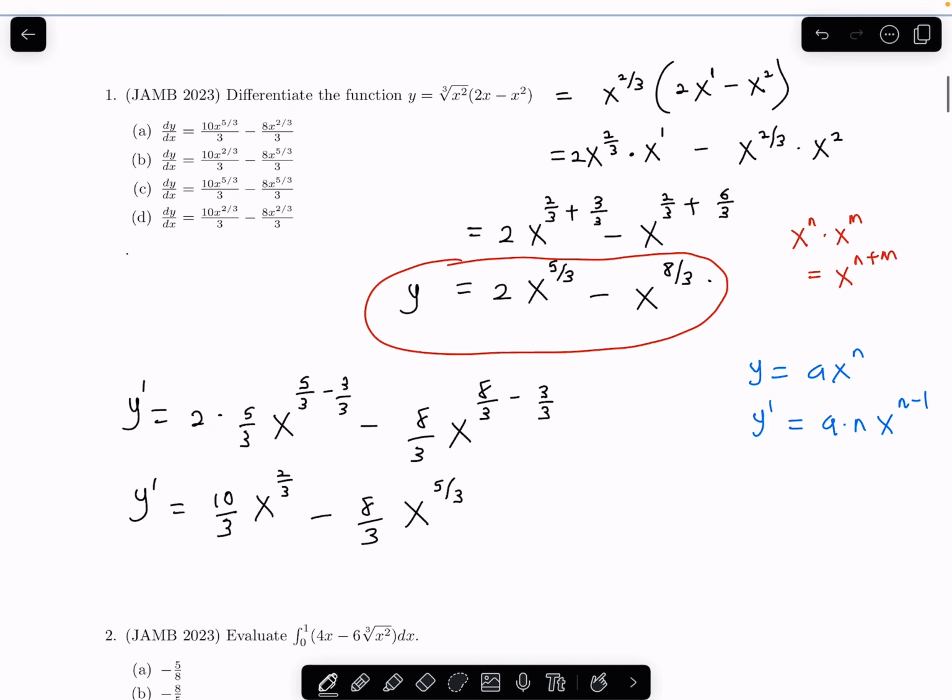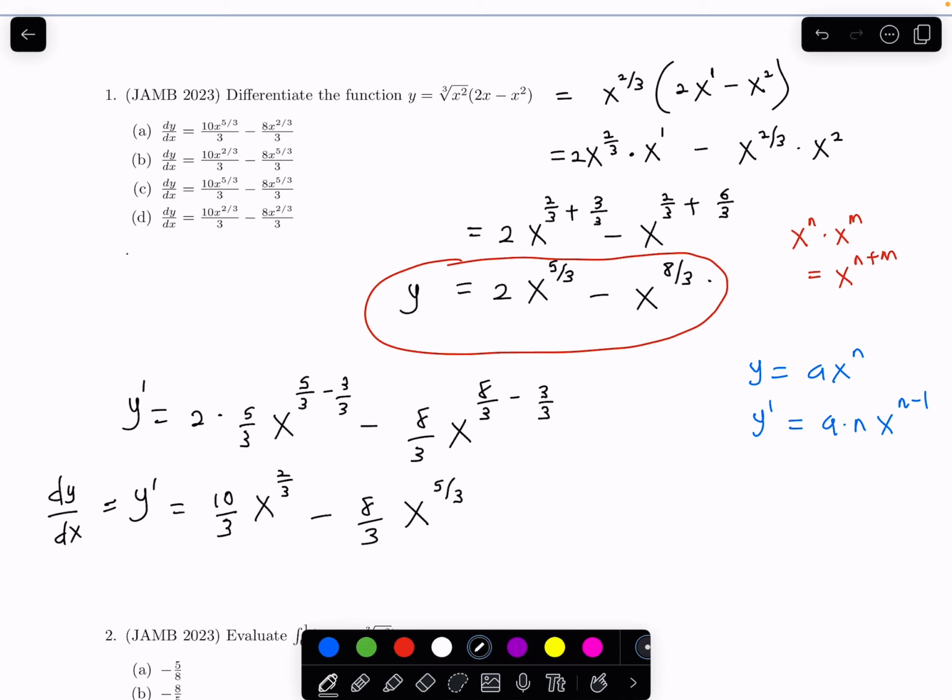And if you look at the options, this y prime here is the same thing as dy/dx, right? So if you look at the options, the solution will be solution number 2, B. That's the correct one. So I hope this helps.